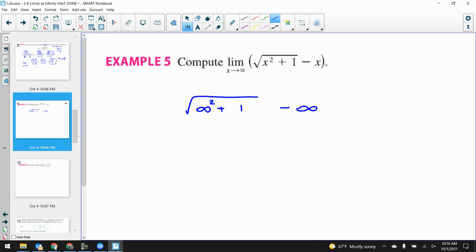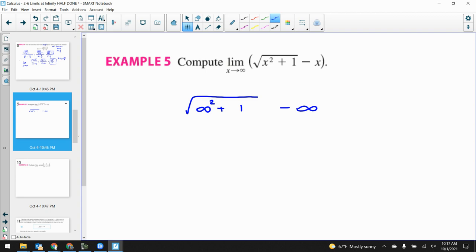But then there's this idea of subtracting away infinity. Now that takes some thinking: what's bigger and what's smaller? Because if this ends up being bigger than this infinity, then the whole thing is going to go to infinity, because infinity minus a smaller number is eventually going to get to infinity anyway. But if this number is smaller than this number, then it's a smaller number minus a bigger number, so it's going to get negative, and it's going to keep going in the negative direction for infinity. So this idea of subtracting away is not good.